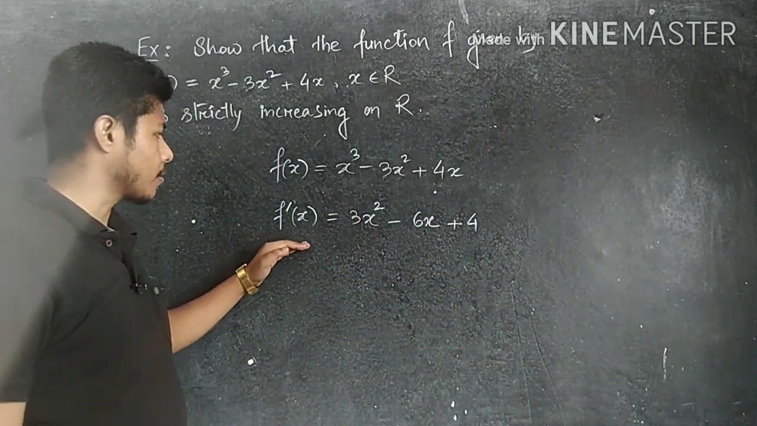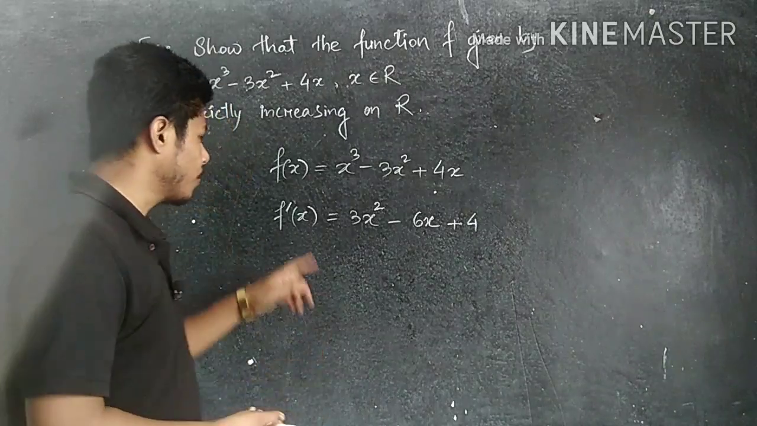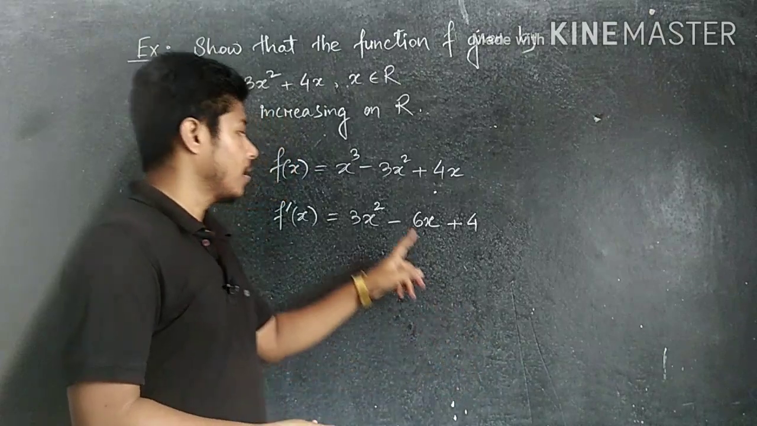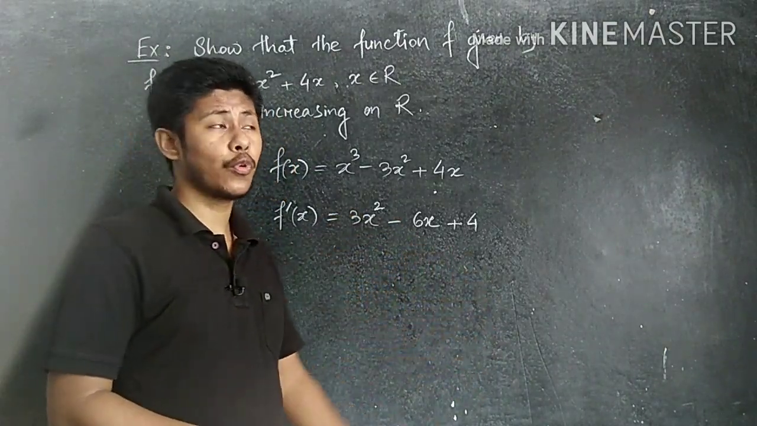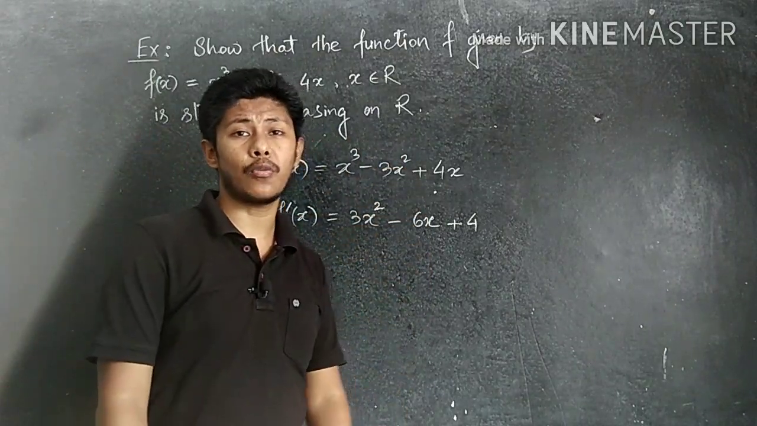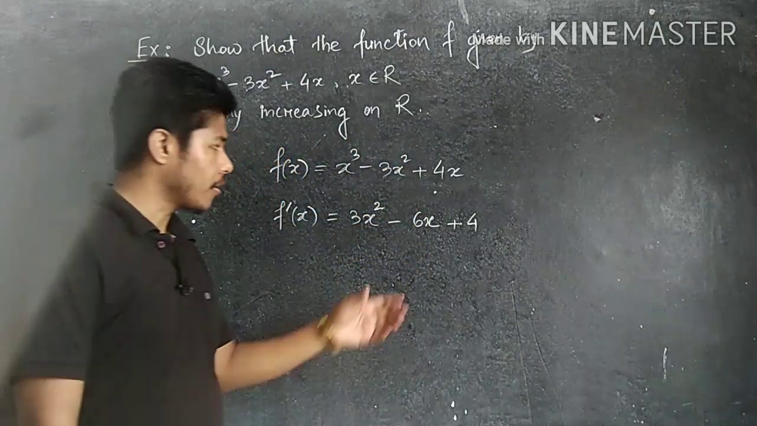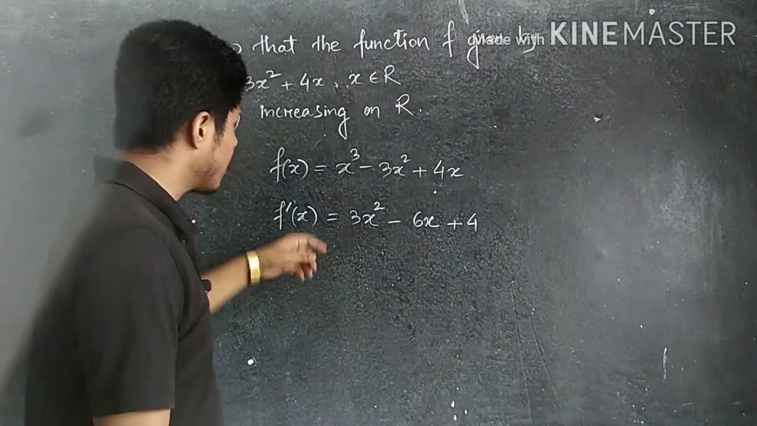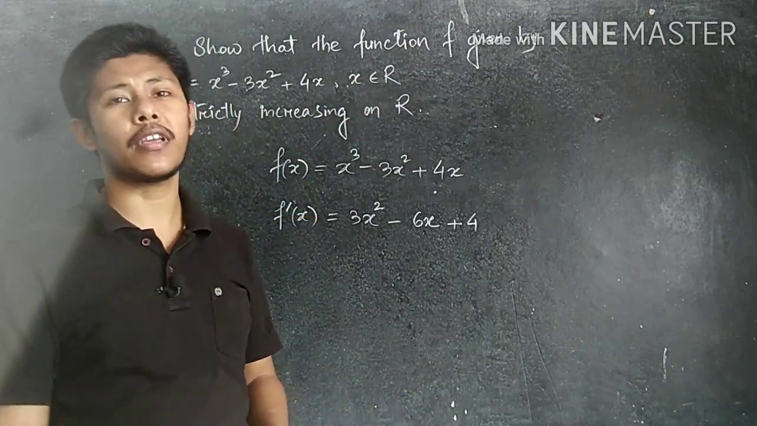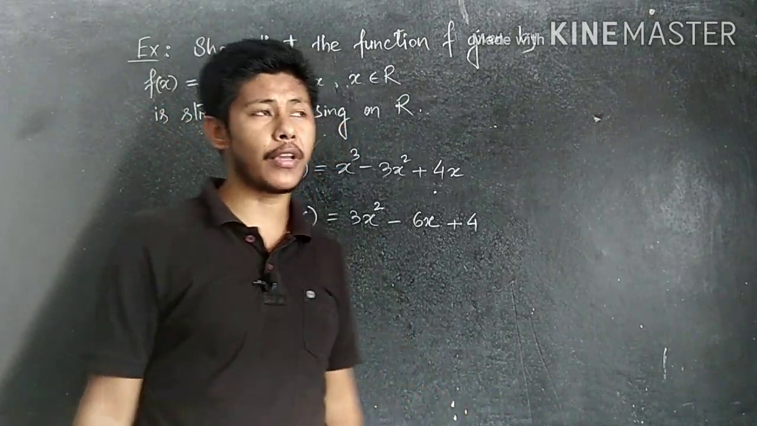Now after getting this one, our task is what? We need to prove this f dash of x result is actually greater than 0, because in this question it is strictly increasing on R, we need to prove here. Is it clear? So now how can we prove this one? Now x is already mentioned here, x is a real number. So real number means what? It may be positive, negative, any number we can choose here.